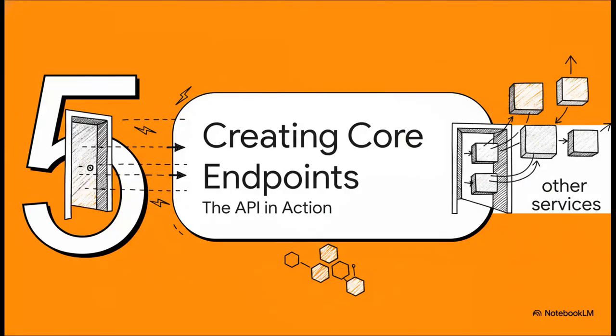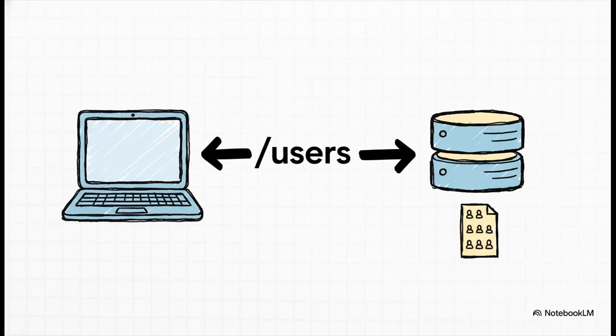Okay, so our blueprint for a user is ready. Now for the really fun part, building the heart of our service. We're going to create the API endpoints. Think of these as the front doors that other applications will use to come and talk to our user service. Let's start with the most basic function you can imagine. We need a way for someone to ask for a list of all the users in our system. So we'll create an endpoint at the URL /users that does exactly that.